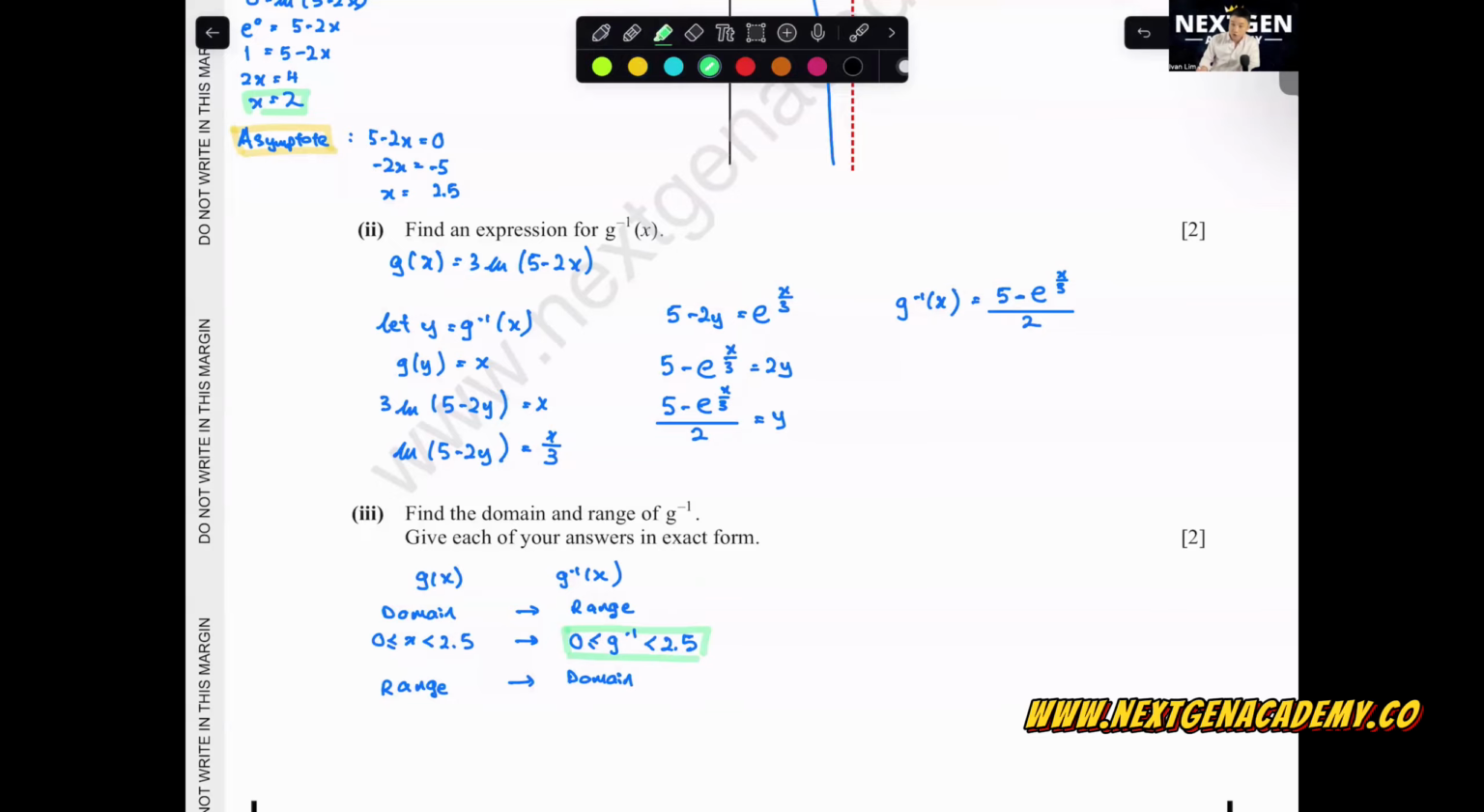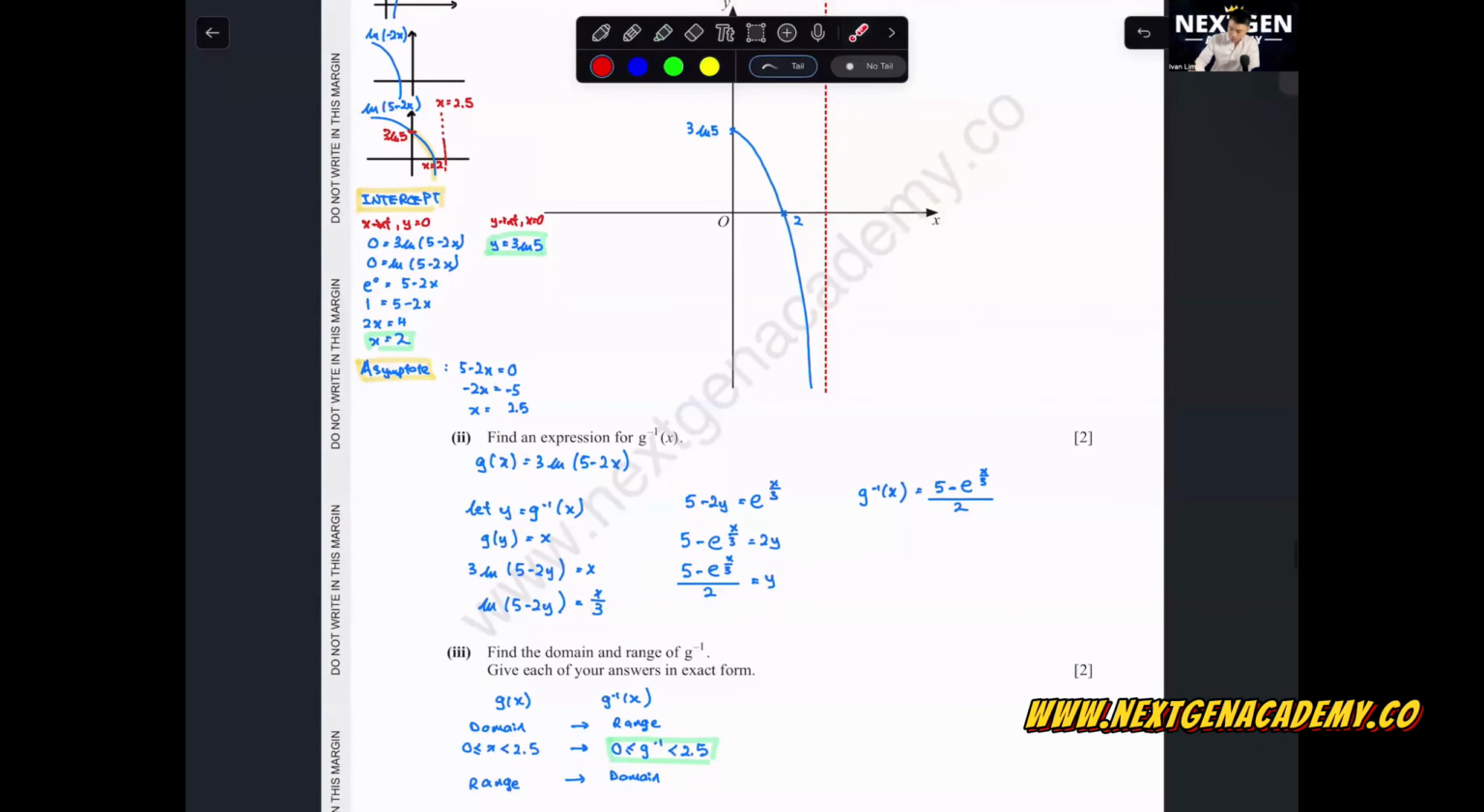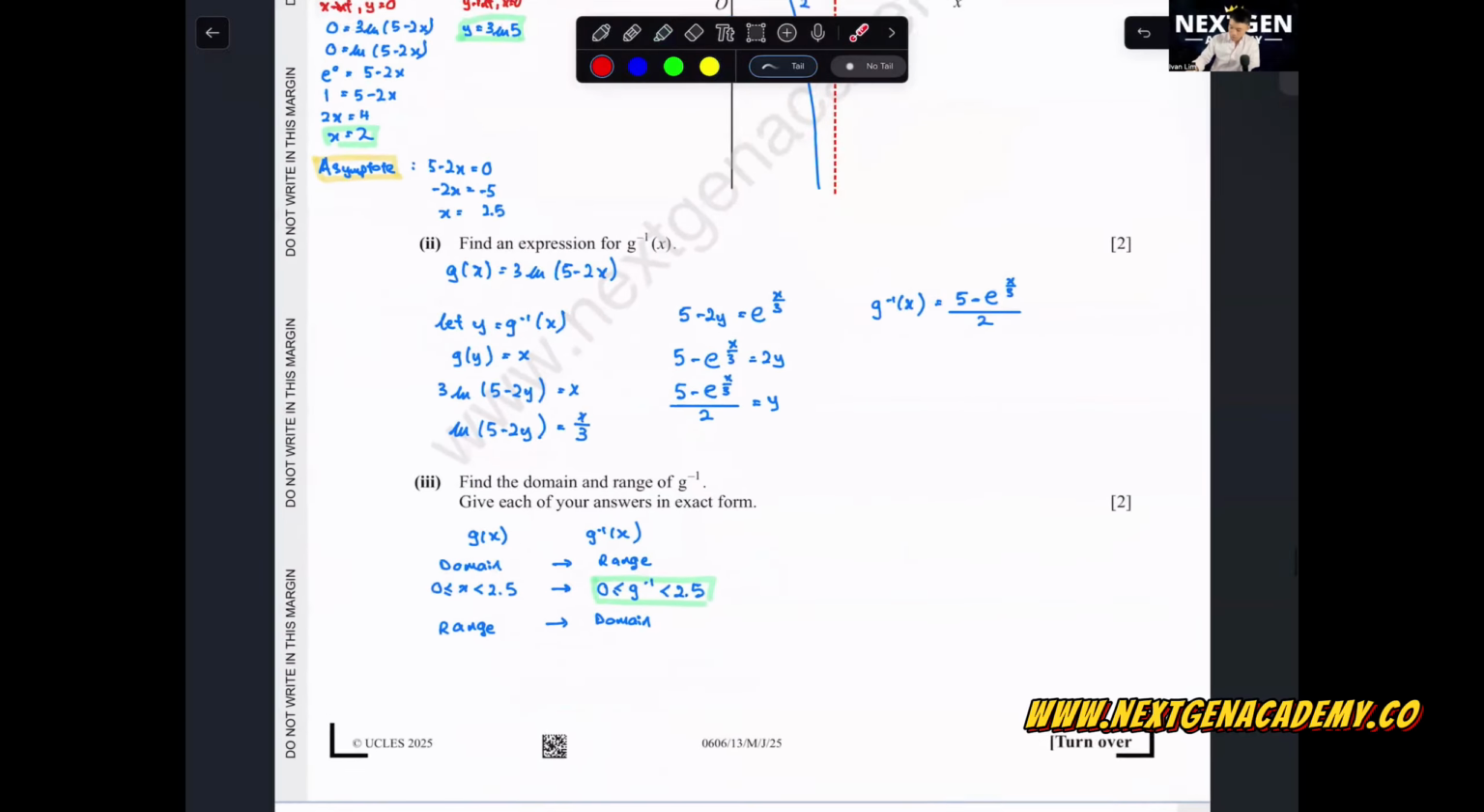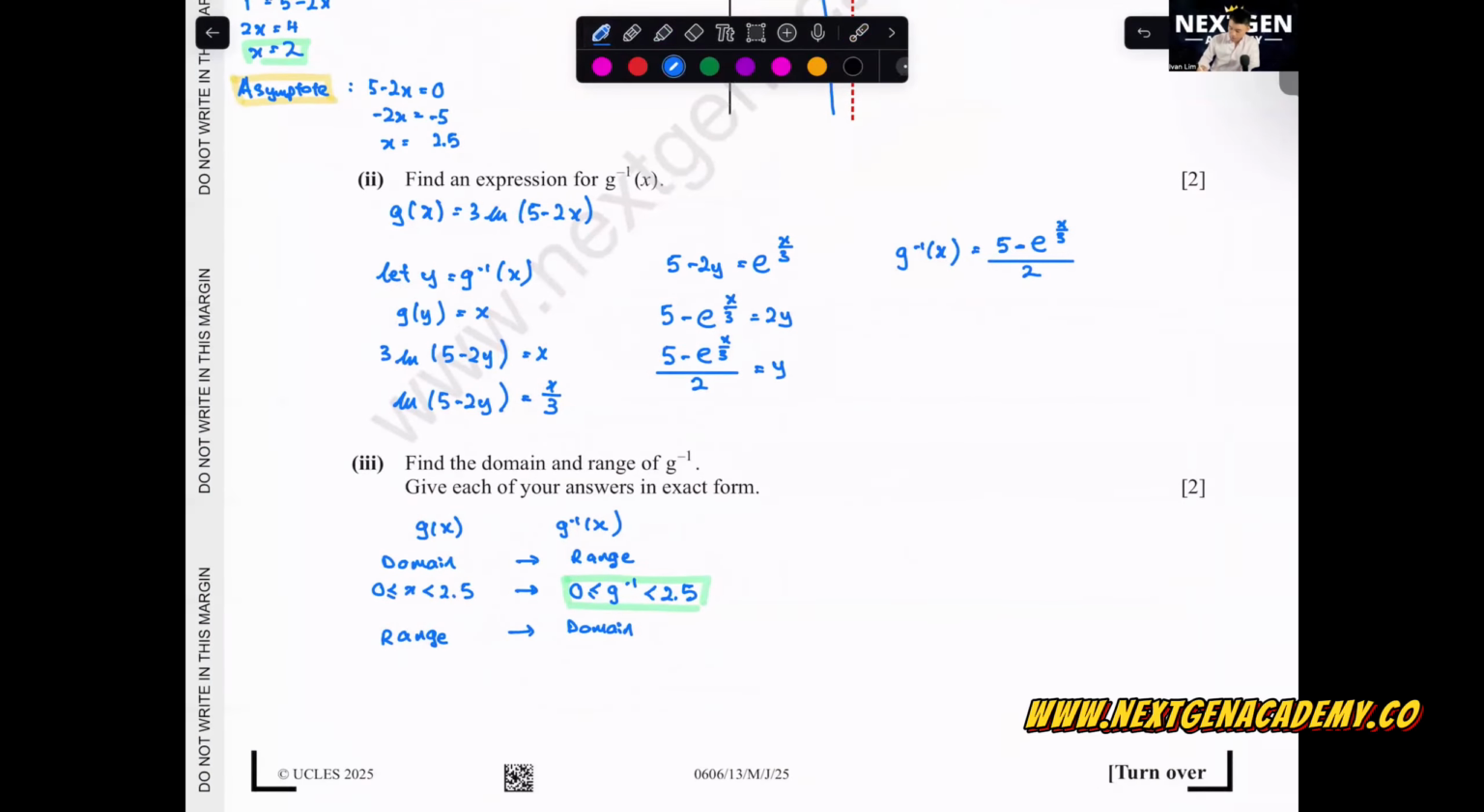For the range of G(x), we have to look at the graph. Your y value is everything less than or equal to 3 ln 5. So the range of G is less than or equal to 3 ln 5. So the domain of G inverse x, we will present as x less than or equal to 3 ln 5. In the exam, you only write these two, range and domain.